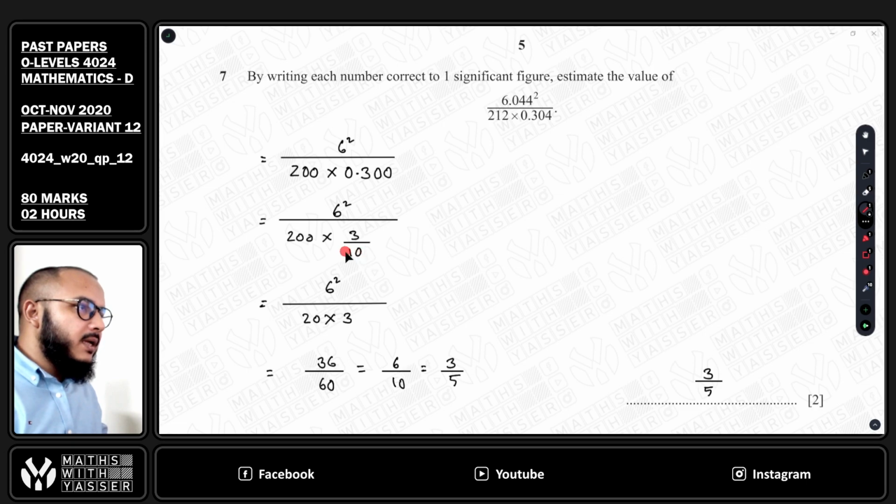And if we simplify, 200 divided by 10 is 20. So this will be 6 square over 20 times 3. 6 square is 36 and 20 times 3 is 60. And if we simplify this by dividing both the numerator and the denominator by 6, this will be 6 times 6 is 36 and 6 times 10 is 60. And then we can simplify it further by dividing both the numerator and denominator by 2, and that will give us 3 over 5. And that is the final answer.